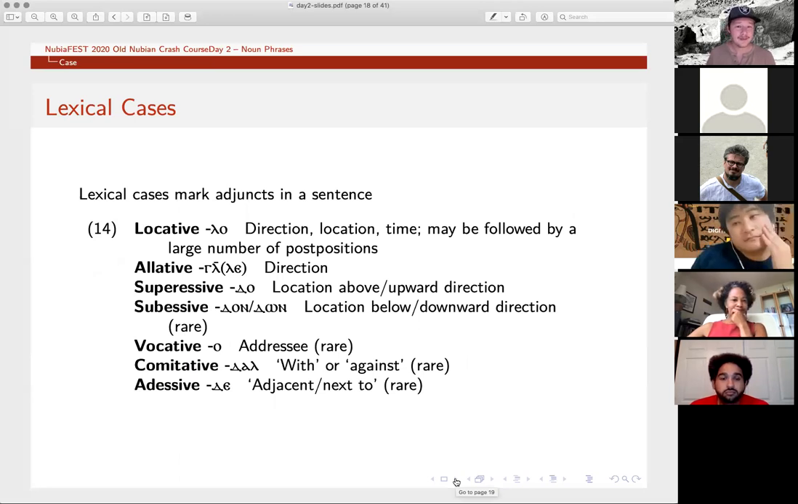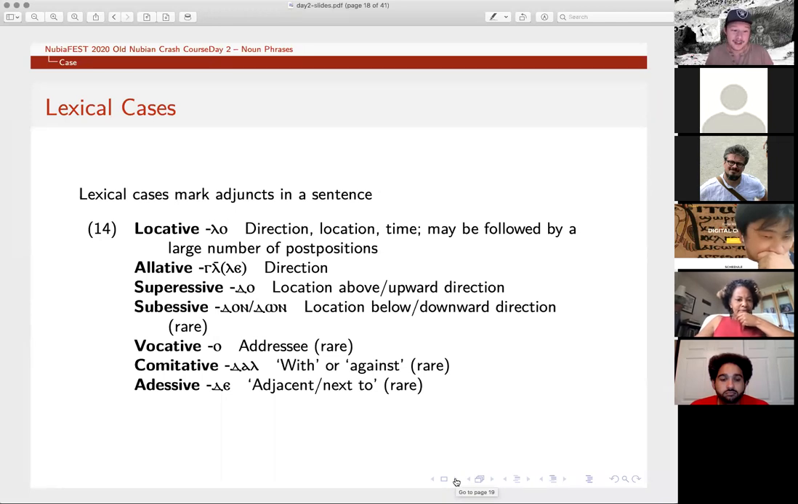All right. And so, as I said, lexical cases, they mark adjuncts, right? So they are locatives, where something takes place. They give directions. You have special case markers for things on top and things below. You have a vocative that is about to die out. It appears only with a very few nouns. You have a commutative that is used for with, like if you do something with something else, somebody else, or if you're doing a match against somebody else.